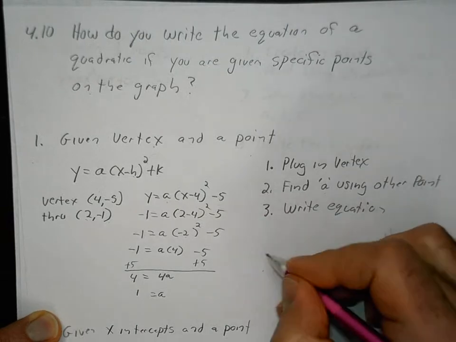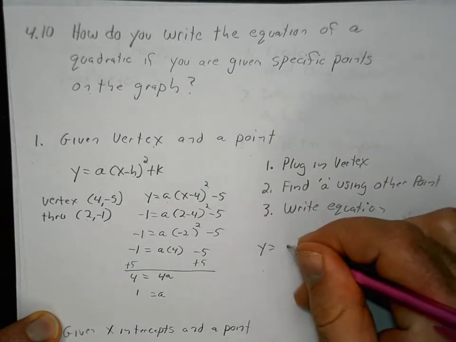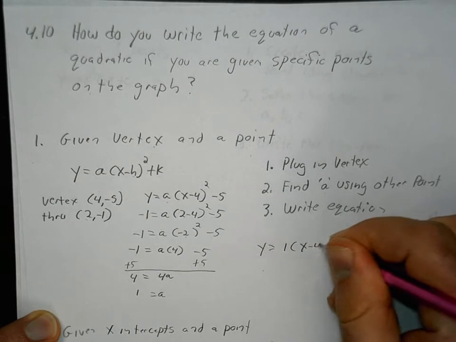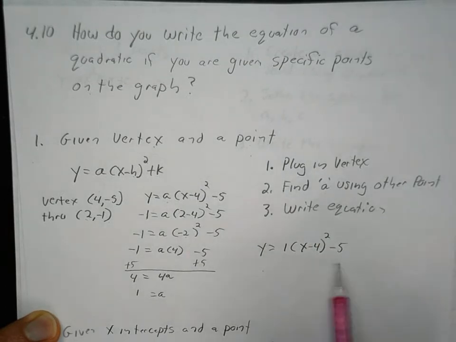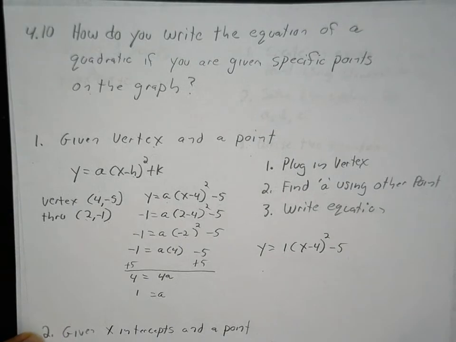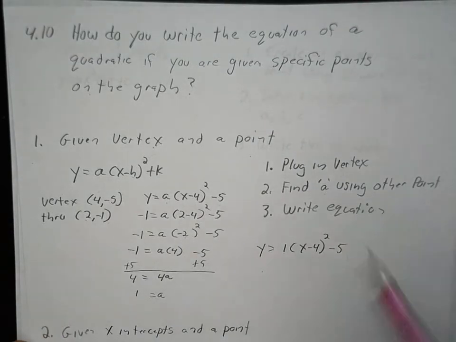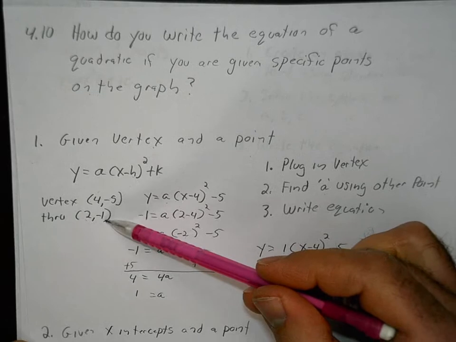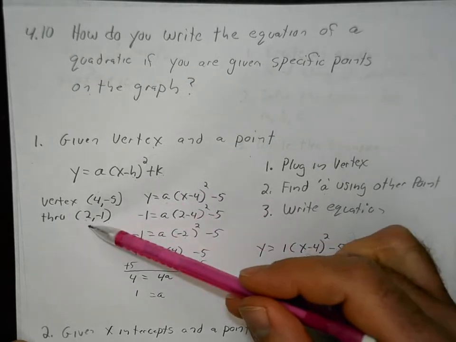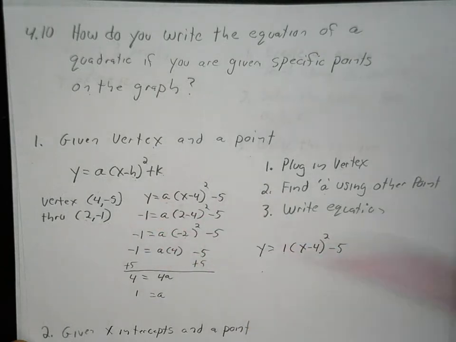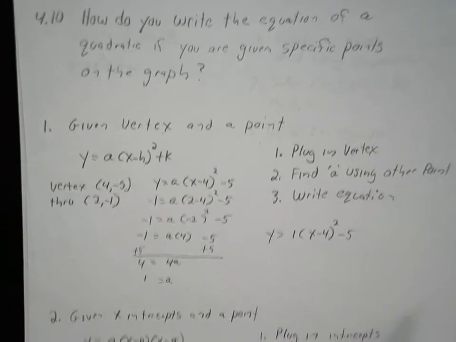So now I can write my equation. a is 1, h is 4, k is -5, so that's my equation. Now because a is 1, I don't technically have to write that 1 there, but I just want to do it for demonstration purposes for this problem. So that's the process. If we know the vertex and another point, we can substitute the vertex in for h and k, the other point in for x and y, and solve for a, and we can write our equation. Okay, so that's vertex and a point.